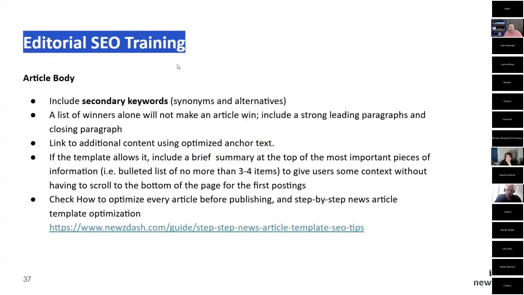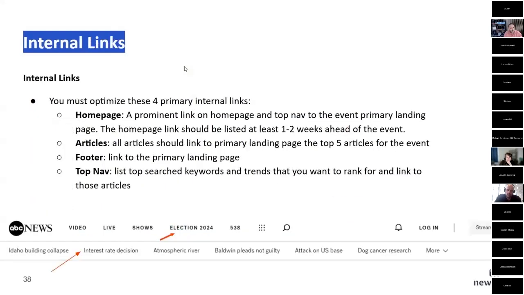What else? Article body, secondary keywords. This is all going to be available for you guys. Internal links. I invented this approach 17 years ago when I was working at ABC News.